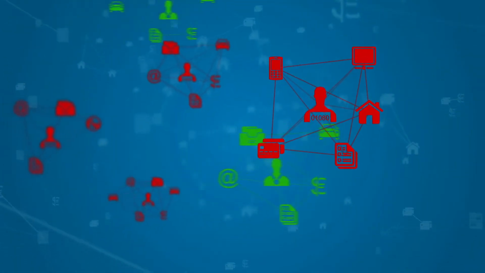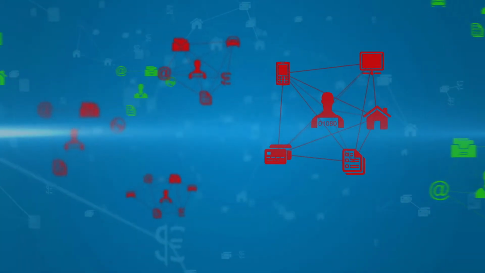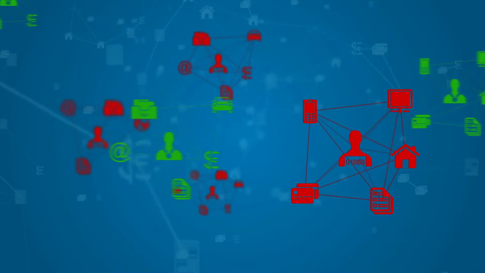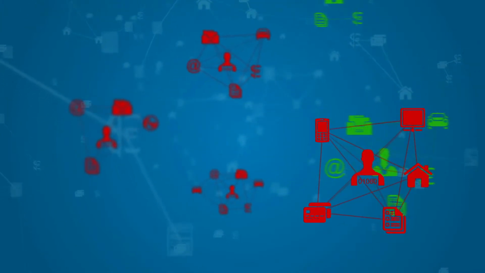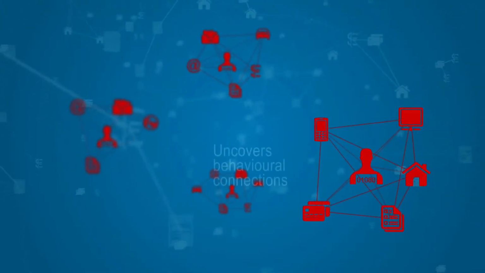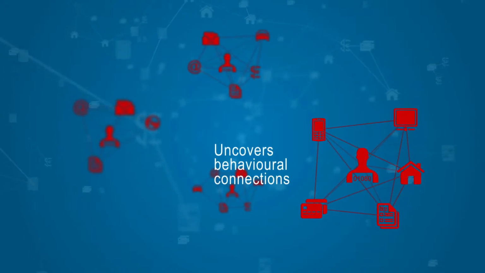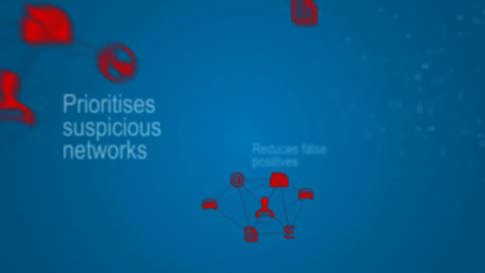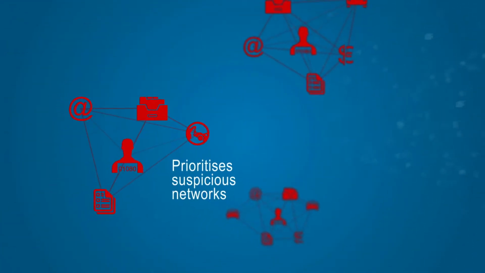By continuously identifying and scoring networks of customers, suppliers, and third parties across your organization's full portfolio of products and brands, Detica Net Reveal uncovers the behavioral connections between them, detects new fraud methodologies, reduces false positives, and prioritizes suspicious networks.